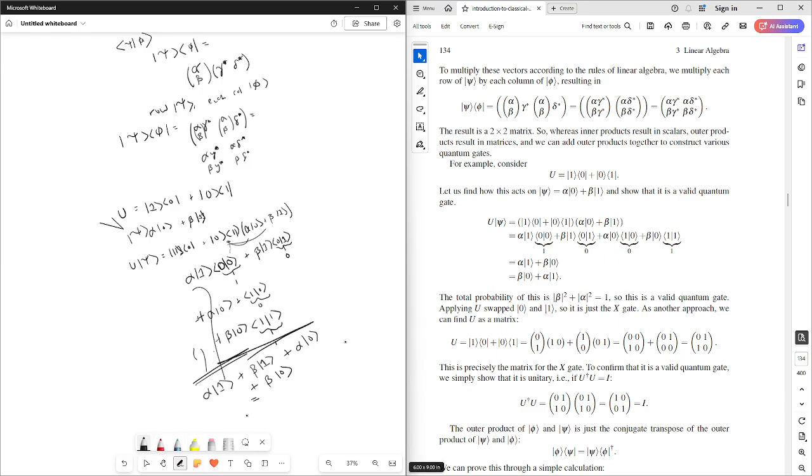Is equal to alpha plus beta. I am completely spacing out on this. Sorry, we're multiplying times 0, so these guys are gone.